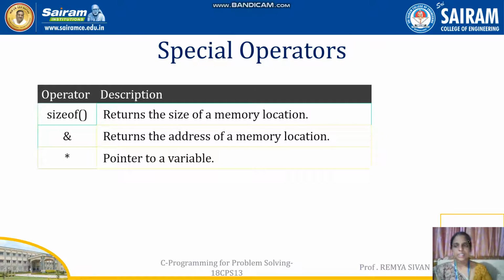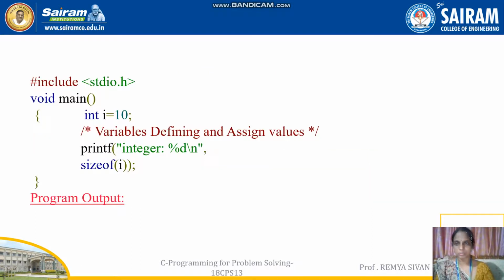Special operators. There are three special operators: sizeof, the ampersand symbol and star. Sizeof is used to return the size of a memory location. Ampersand is used to return the address of a memory location. Star is a pointer to a variable. This one we'll see in the last module. Sizeof and ampersand I'll show you here.